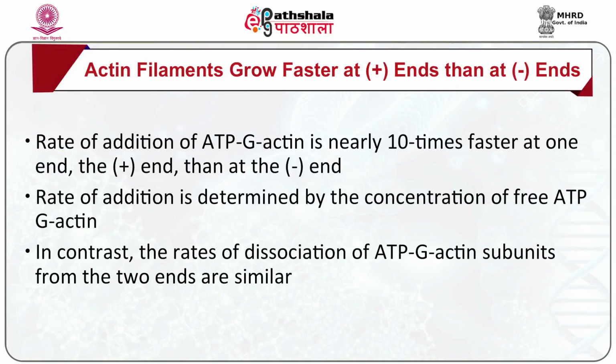Actin filaments grow faster at plus ends than at minus ends. The rate of addition of ATP G-actin is nearly 10 times faster at the plus end than at the minus end. The rate of addition is determined by the concentration of free ATP G-actin.